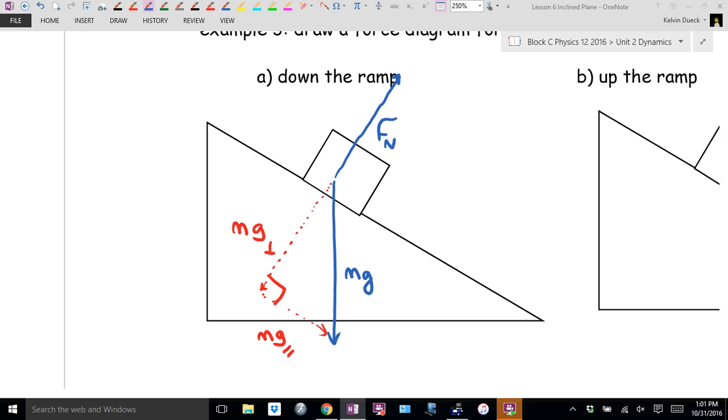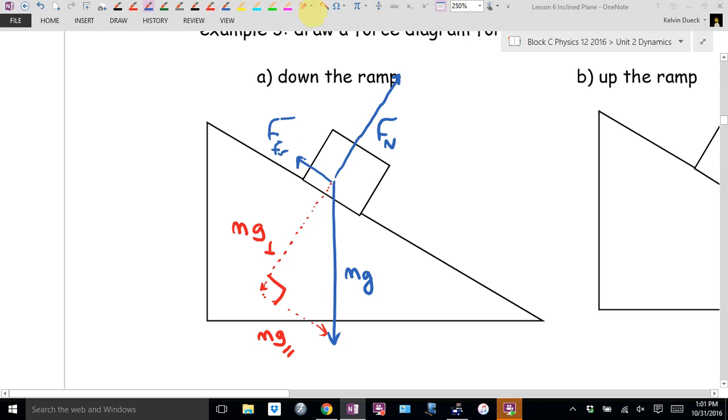Ethan, which way is this box sliding? Which way would friction be acting then? Up the ramp. I can't even say left because left would be that way. Friction's not acting that way. Friction is going to be pointed that way.